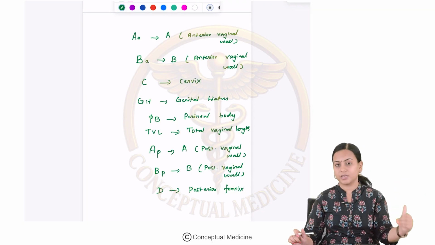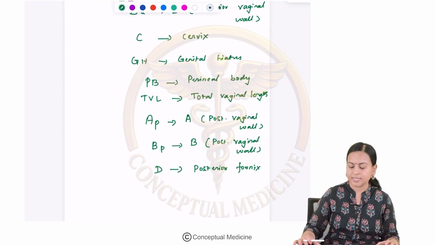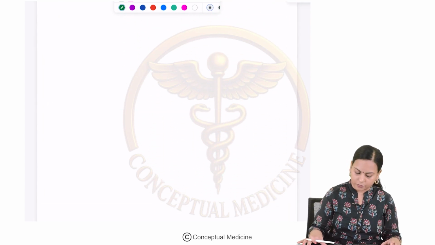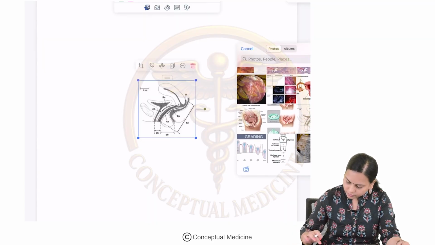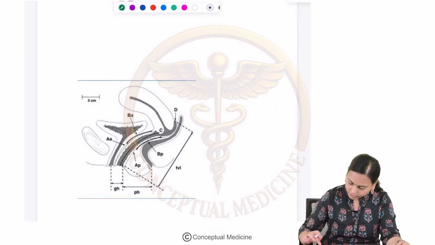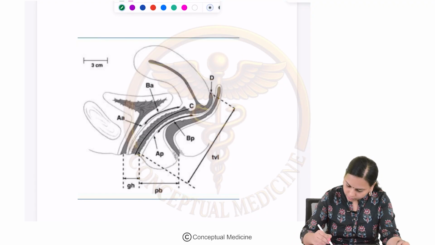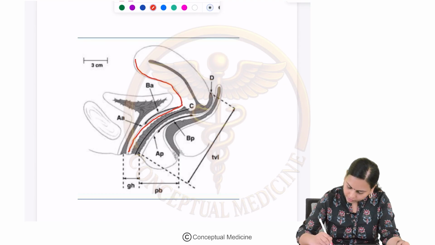You have AA, BA, C, then GH, PB, TVL, then AP, BP and D. D is nothing but posterior fornix. Clear? Right. Now, let's see how they will be measured, how these points will be present. Okay. So, you have to know that this is the uterus. Here comes the vaginal wall, the cervix and the uterus. I am highlighting it for you to know it better.